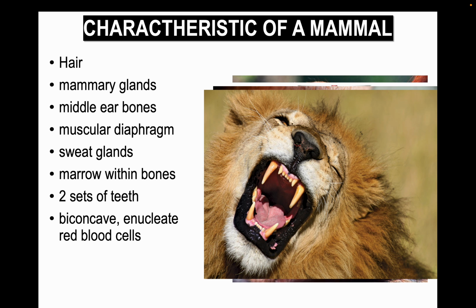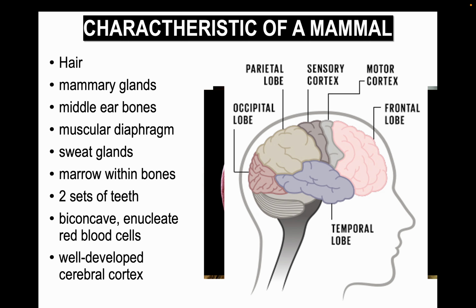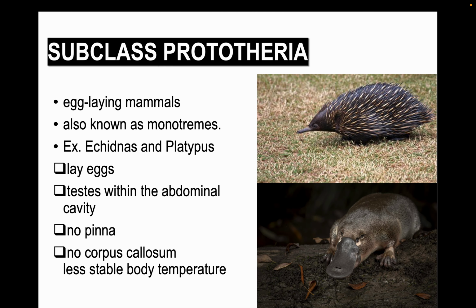The red blood cells of mammals are also characterized as having biconcave, enucleated, no nucleus morphology, since primarily the red blood cells in mammals are specialized cells for oxygen transport. Okay, and I already mentioned having a well-developed brain cortex. Now, some important groups.